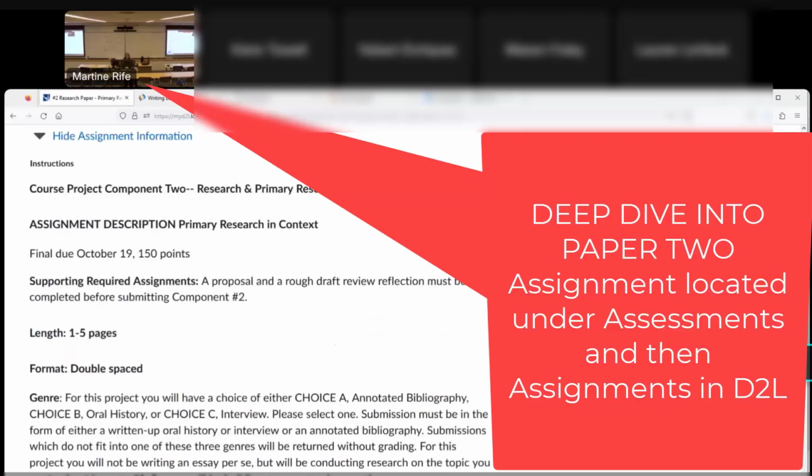You can see this where it says assignment description. Yeah, okay. Let me pass this out and I'll be right back.